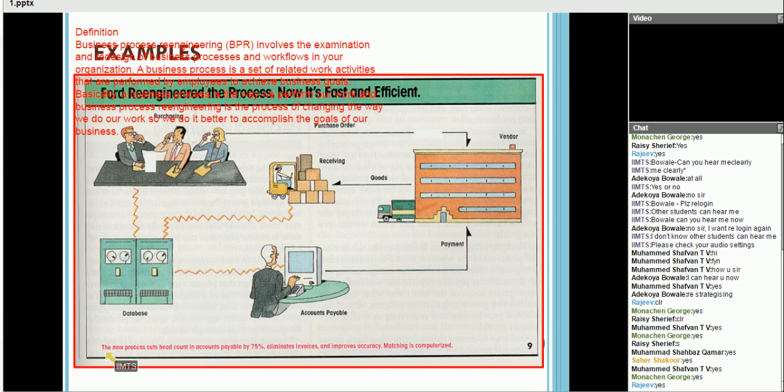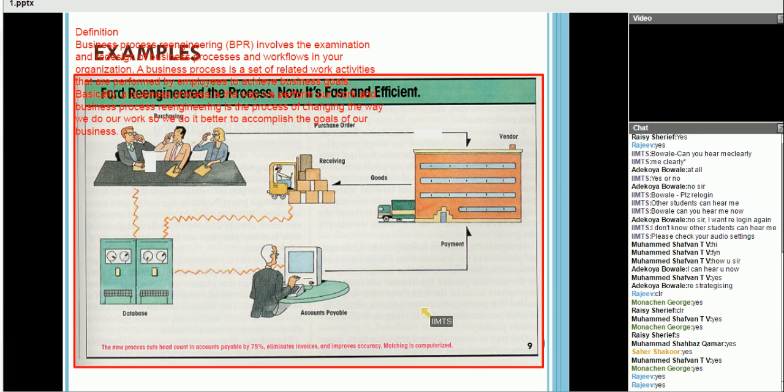Now see what they have written. The new process cuts head count in accounts payable by 75%. Now only one person is required over here. It eliminates the invoices and improves accuracy. Matching is computerized, so the chance of a mismatch is very little. Is everyone clear how things improve with the implementation of re-engineering in the organization?